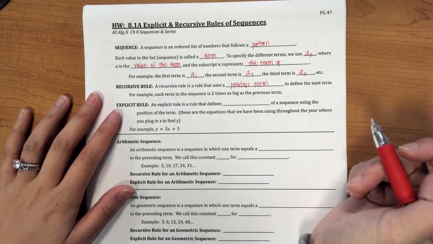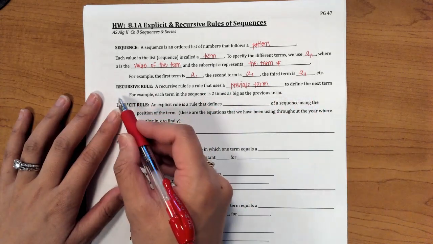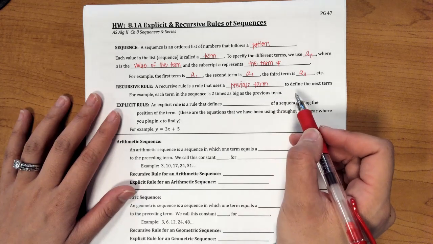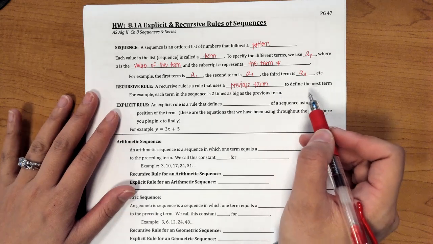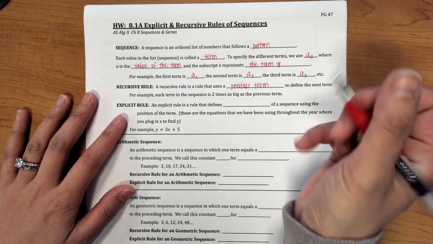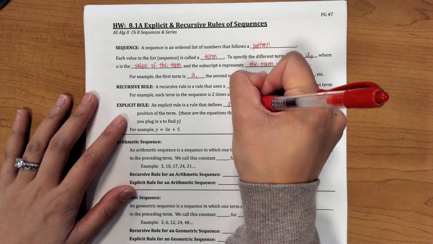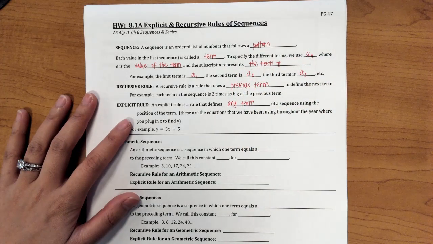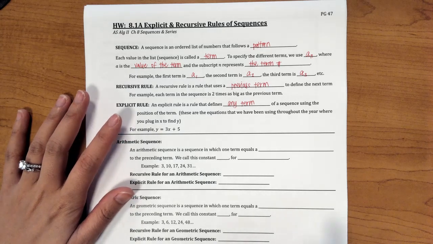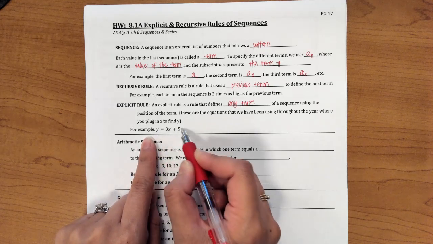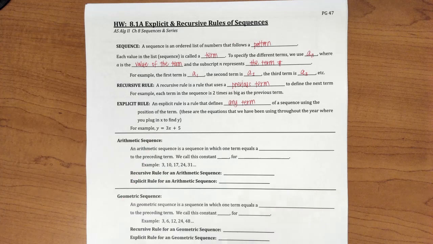An explicit rule is different because this one we have to actually create the pattern to figure out, say, the 10th term. If I don't know the 9th term, I cannot tell you what the 10th term is with a recursive rule. However, an explicit rule is a rule that defines any term of a sequence using the position of the term. So this is like saying, you take the number, you multiply it by 3, and then you add 5. These are the equations that we've been using throughout the year, where we plug in x and we find y. So those have all been explicit, and now we just have a different name for it.